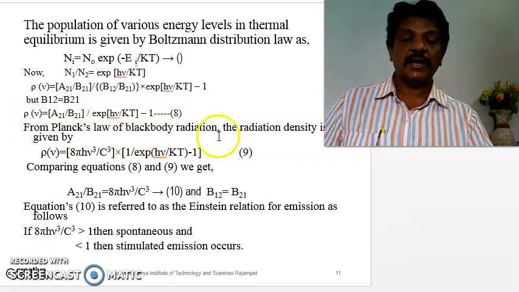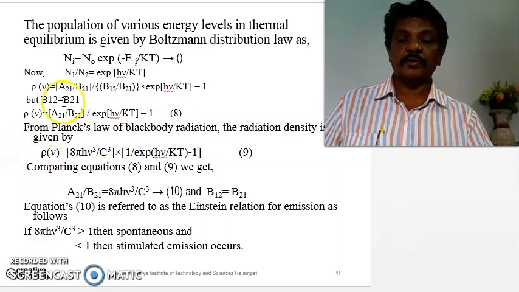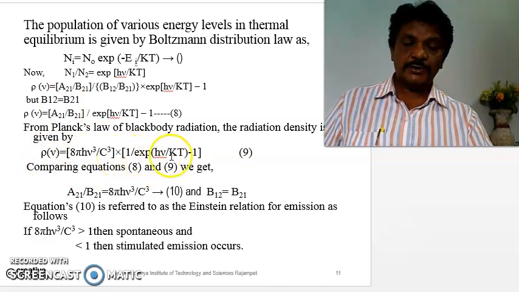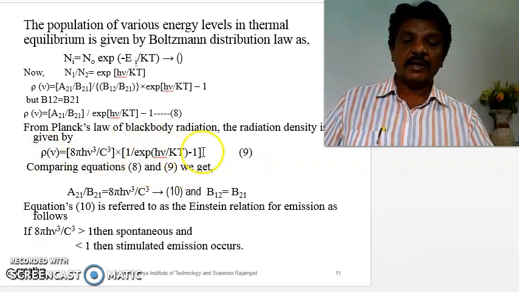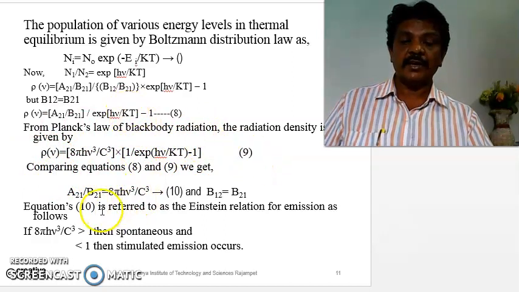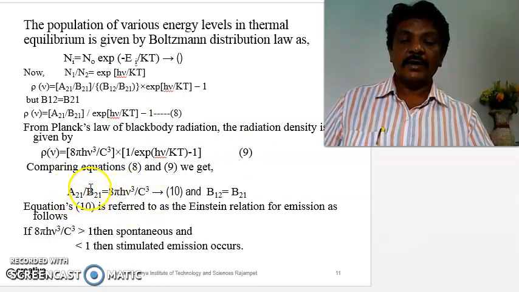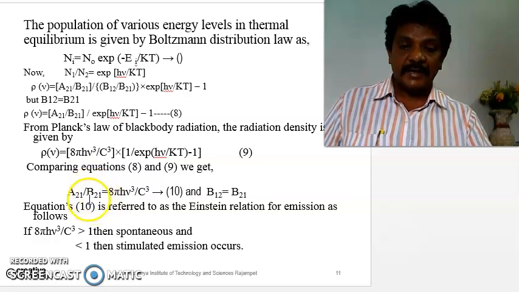From Planck's radiation law, the energy density rho nu is also given by 8 pi h nu cubed by c cubed into 1 by exponential h nu by KT minus 1. This is the energy density according to Planck's radiation. Comparing equation 9 and equation 8, we get A21 by B21 is equal to 8 pi h nu cubed by c cubed, where A21 is the spontaneous emission coefficient and B21 is the stimulated emission coefficient.